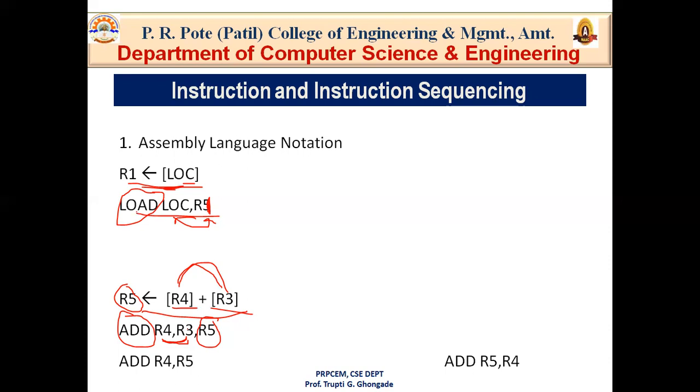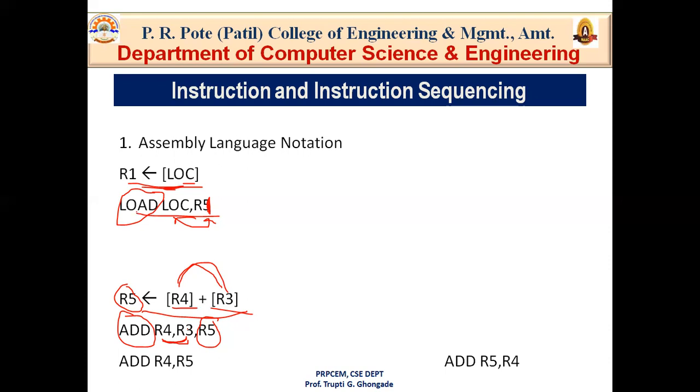Now let me tell it again. In assembly language notation, we perform operations by using the opcode, source, destination and operands. The opcode is used to give the information about the operation which is going to be performed, and on the operands we perform the operations by the arithmetic and logic unit.